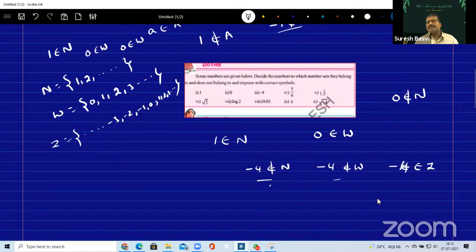So you can write it like this. Belongs to means they are in. Does not belong to means they are not in. So next, 5 by 6.